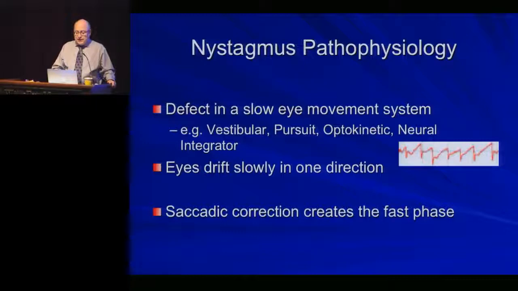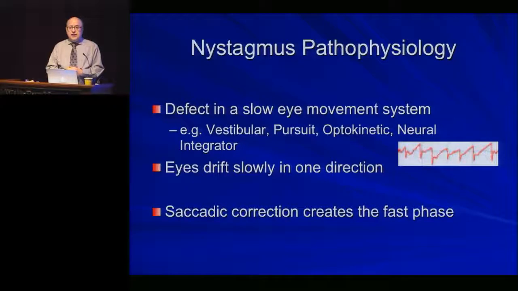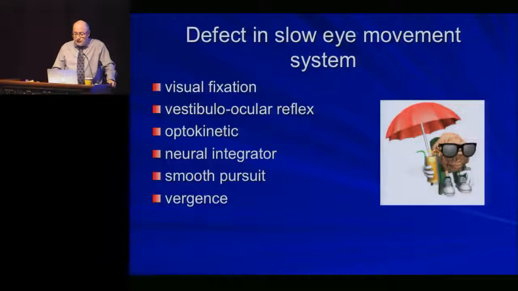So what causes nystagmus? It's a defect in one of the slow eye movement systems. We have a lot of slow eye movement systems: vestibular, pursuit, optokinetic, neural integrator. They all have different purposes, and if you have a defect and there's an imbalance in any of these systems, the eye will slowly drift off, and in most cases the brain will say, "Where did the world go? I didn't move anything." And there'll be a corrective rapid saccade in the other direction. And that's the fast phase. So these are the slow eye movement systems, which we'll talk about briefly.